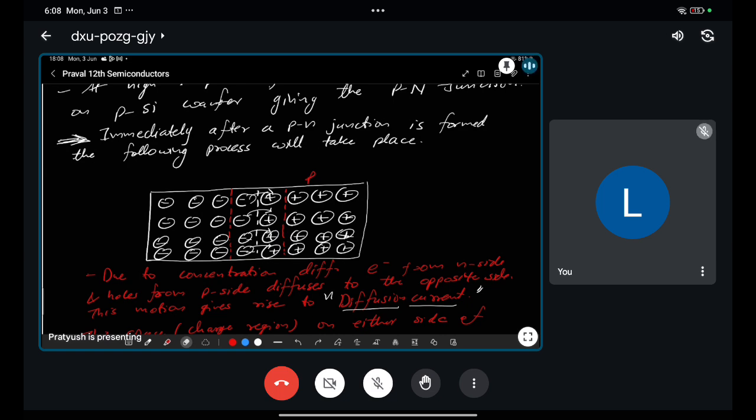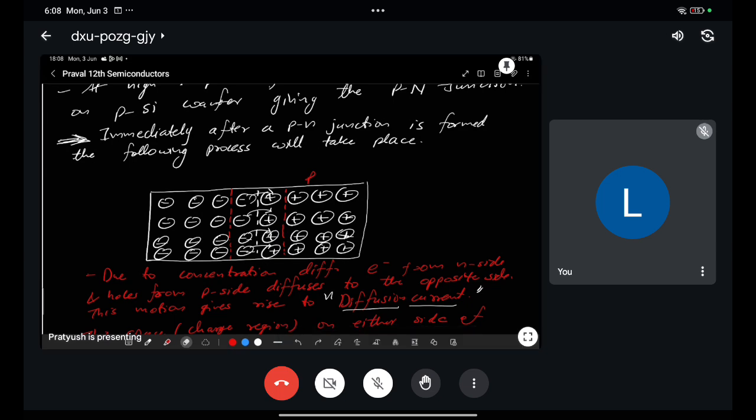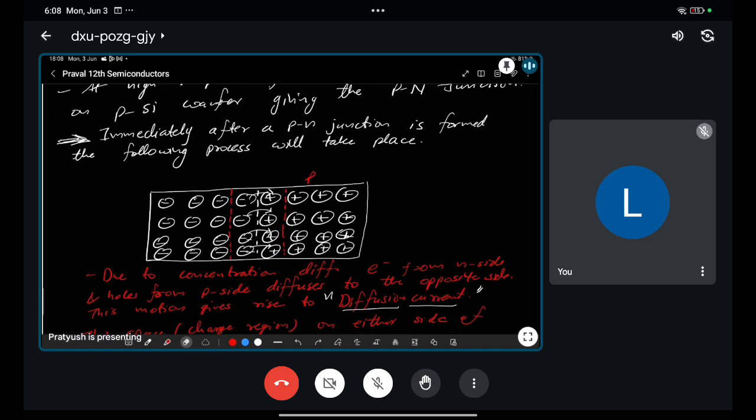Now, see, when they are joined now, at one side holes are more in number, and at another side electrons are more in number. So what will happen? The electrons will start diffusing from n-type to p-type. Okay. Why will this happen? This will happen because they are more in number. So diffusion you might have studied.